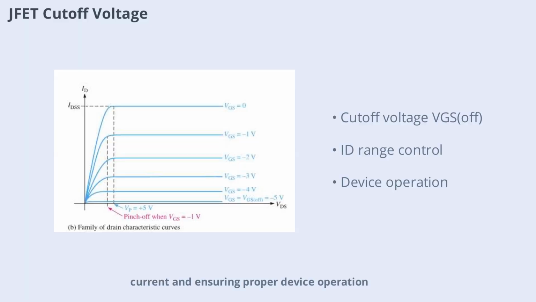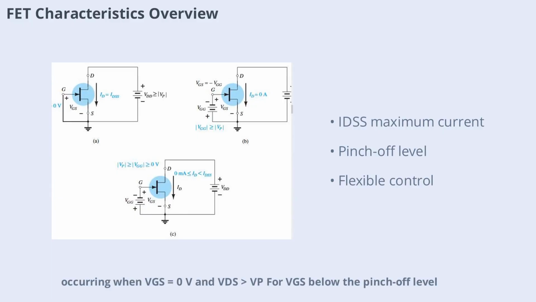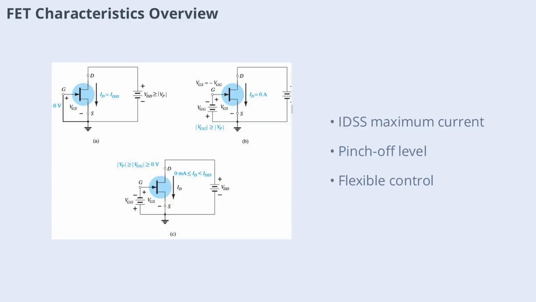This range is crucial for controlling current and ensuring proper device operation. Maximum current in FETs is defined as IDSS, occurring when VGS equals 0V and VDS is greater than VP. For VGS below the pinch-off level, drain current is zero. For VGS between 0V and pinch-off, ID ranges between IDSS and zero. These characteristics are similar for P-channel JFETs, providing flexibility in current control.